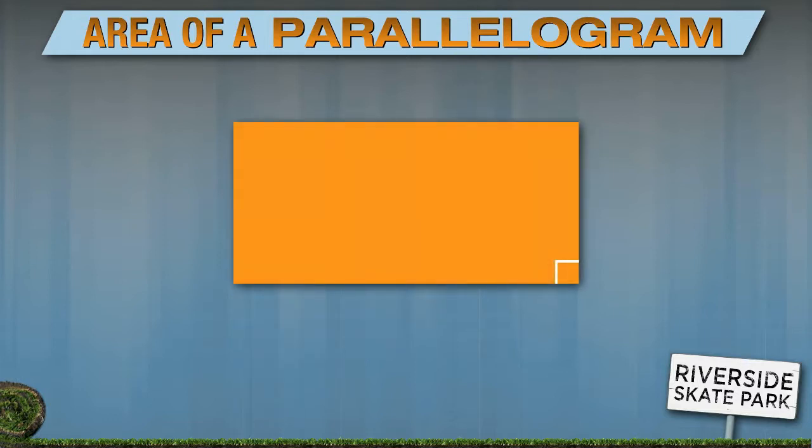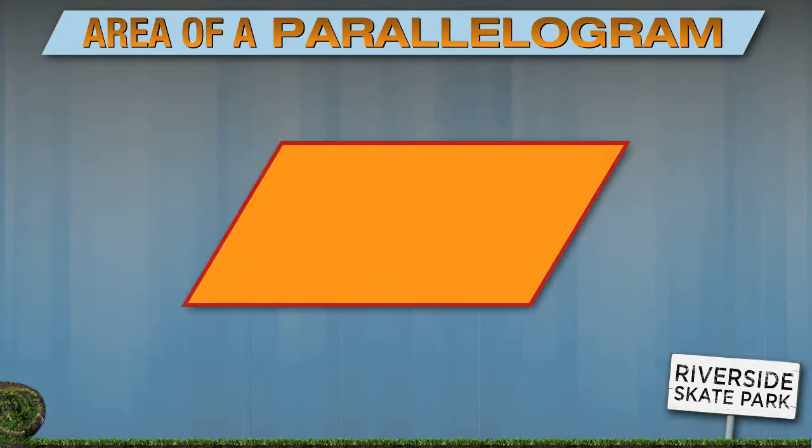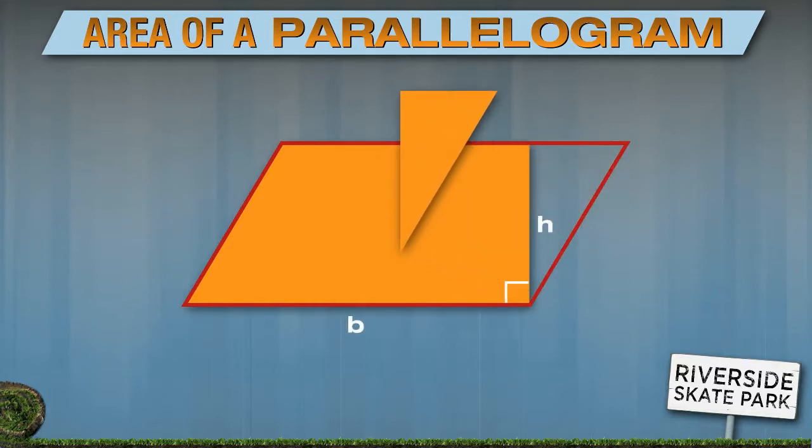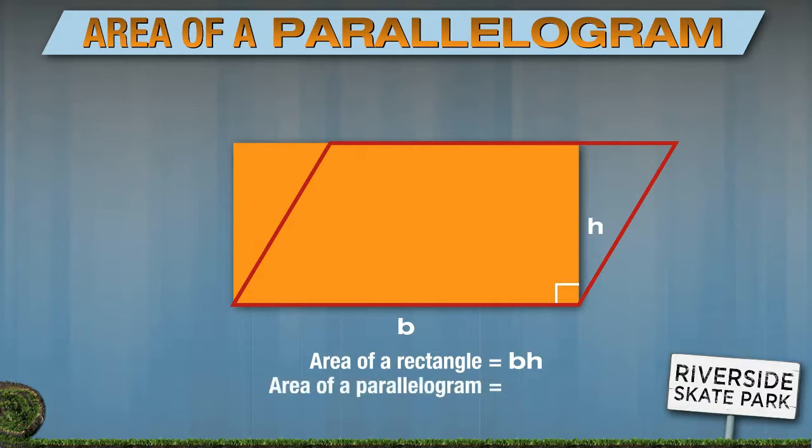We should start with something we know. How to find the area of a rectangle. Length times width. Or we can call these dimensions the base and the height. If you cut a parallelogram into two parts along the height, you can rearrange the pieces to form a rectangle with the same area. The rectangle and parallelogram have the same base and height. So we can find the area of this parallelogram by multiplying base times height. This procedure works for all parallelograms.